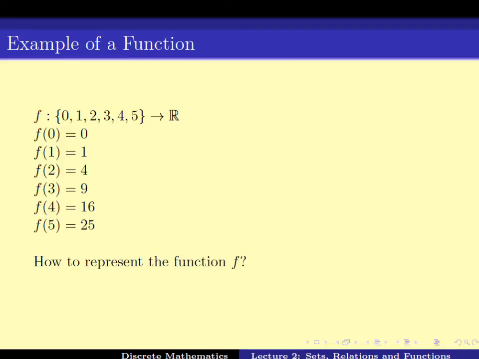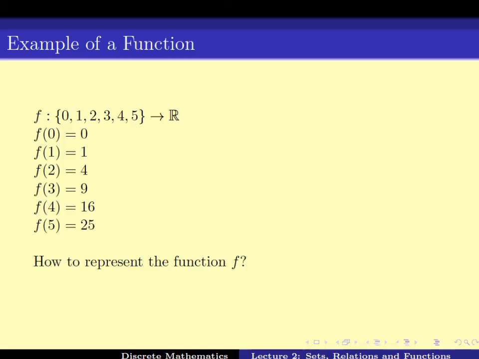For example, take this function mapping from the set 0, 1, 2, 3, 4 and 5 to the set of real numbers. For example, f of 0 is 0, f of 1 is 1, f of 2 is 4, f of 3 is 9, f of 4 is 16 and f of 5 is 25. You can check that f of any element of the domain is well defined and unique, and hence it is a function.